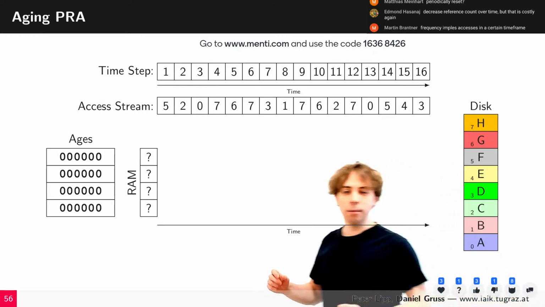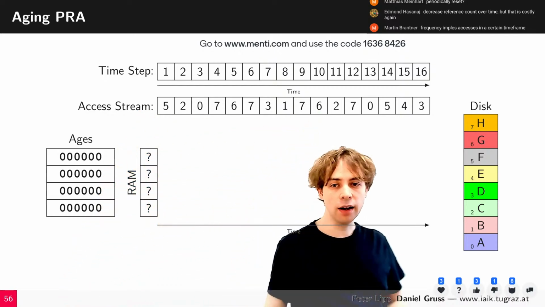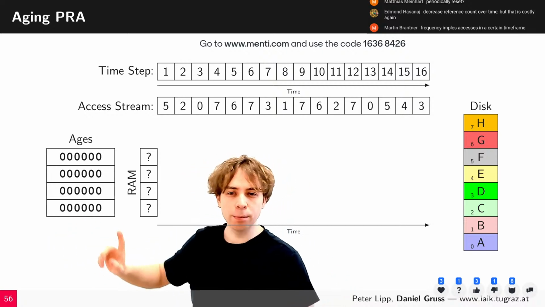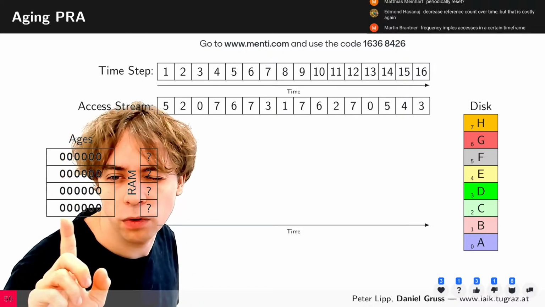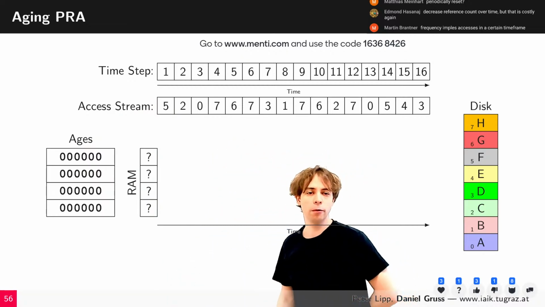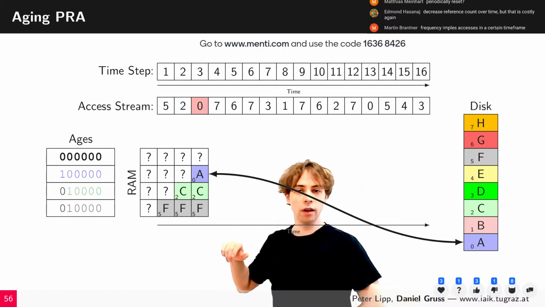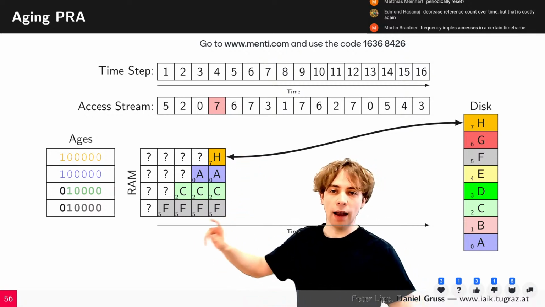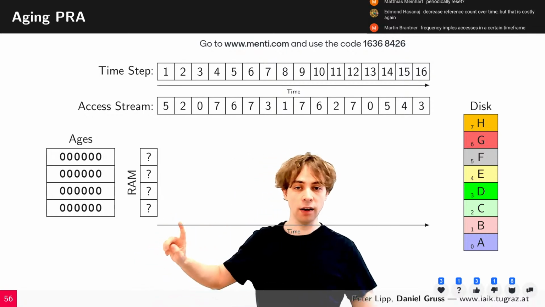Let's take a look at the aging PRA again in our simulation. So we have our access stream here, and we can see the ages here. I illustrate this now with 5 bits, I think. 5 bits, is it 6 bits? 1, 2, 3, 4, 5, 6 bits. Okay, 6 bits. And we can just start at the bottom again, place the memory content here in RAM, and update the ages accordingly. And you have seen what happens here. We'll go through this again.